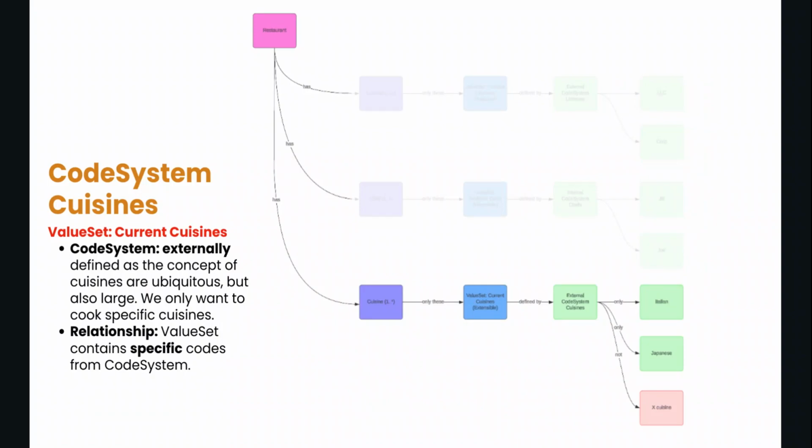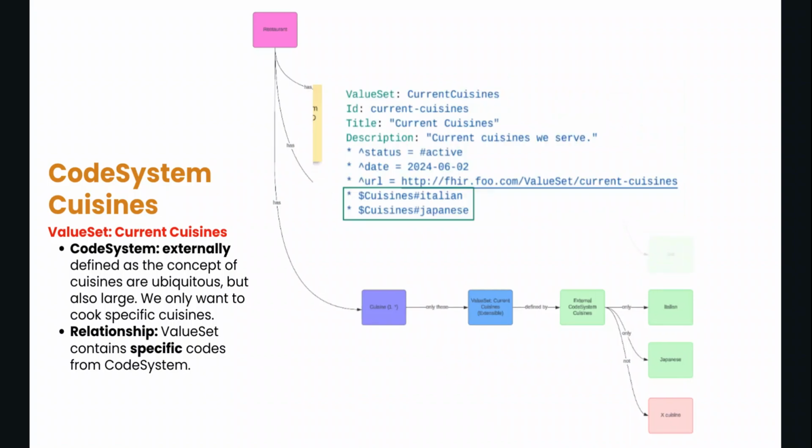Now, when it comes to the current cuisines, this will be an external code system, as we talked about earlier, because there is some outside world that has defined the concept of cuisines. It's pretty ubiquitous and it's quite large. So in this case, we don't want all the cuisines. We want to say that we only serve Italian and Japanese. So the value set in this case, the relationship specifically, will include only specific codes from the code system. And then if you remember earlier, we have your alias here. So you have an alias for cuisines. It starts with that dollar sign. And then remember, whenever you're talking about codes in FSH, it's a pound sign. So in this case, it's pound Italian and pound Japanese. So you have a way to express, I only cook Italian food or Japanese food from this code system defined in cuisines. All right, that's how you would do it.